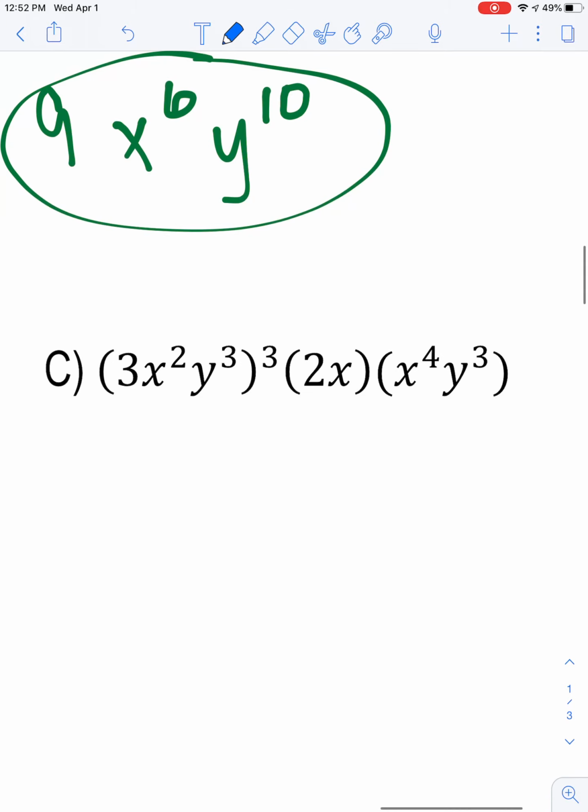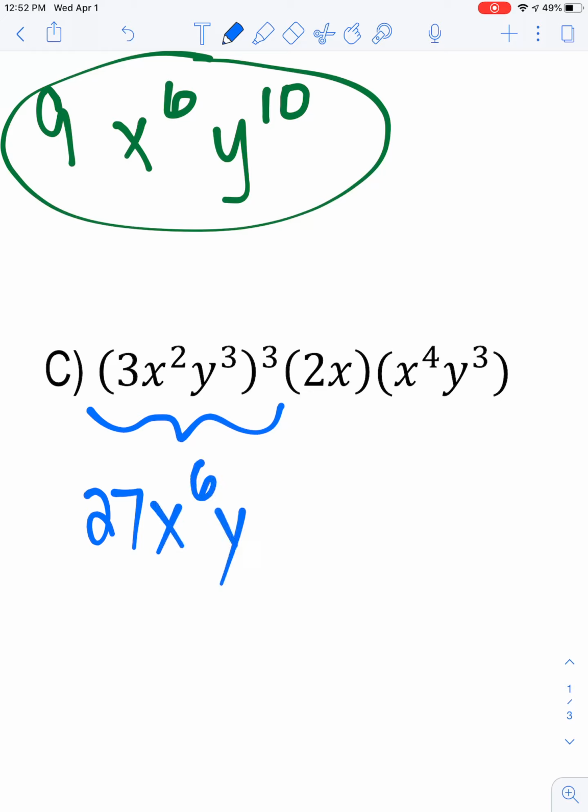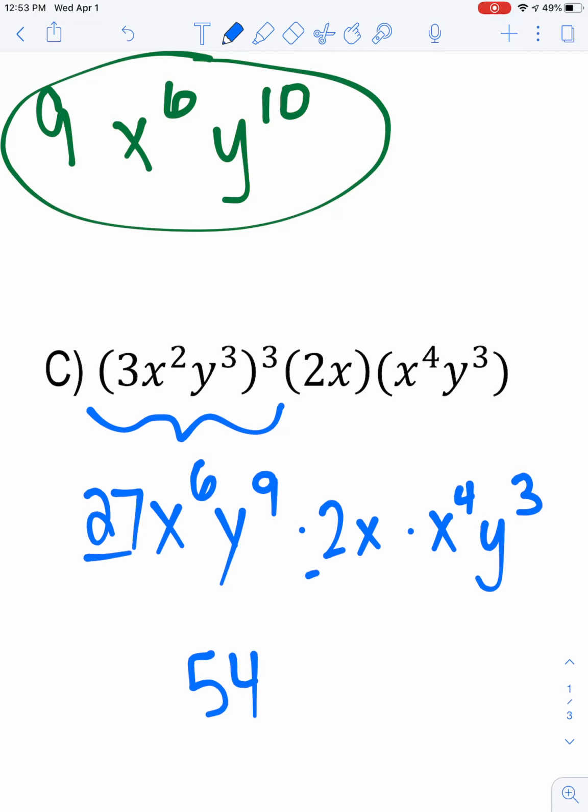All right, last one. Let's look at this first piece where I have 3 to the third, which is 27. X to the second to the third is x to the 6th. Y to the third is y to the 9th. Then I'll multiply that by a 2x and an x to the 4th, y to the 3rd. So now if I just look at the numbers, 27 times 2 is 54.